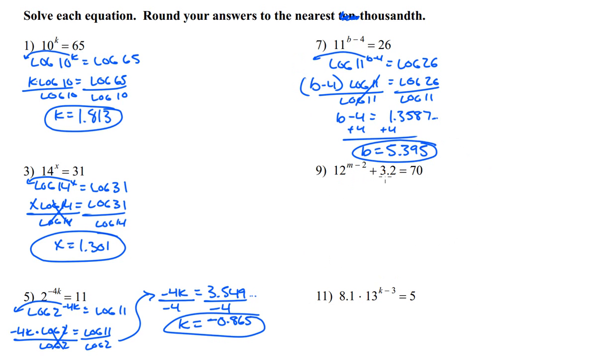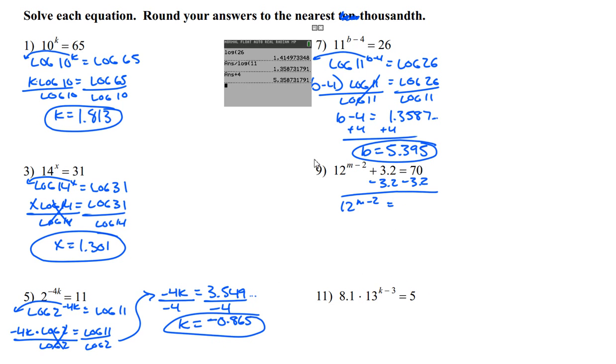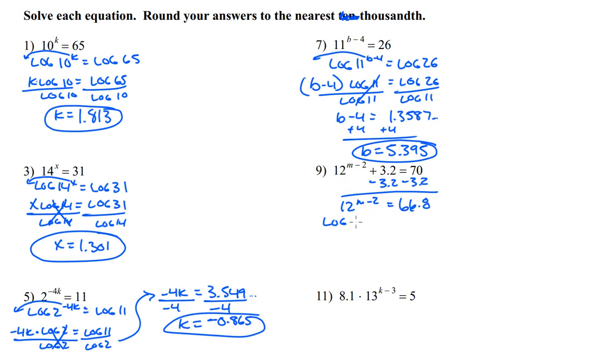Okay. Number 8, 12 to the m minus 2 plus 3.2 equals 70. The first thing we want to get rid of is this plus 3.2. The opposite of positive 3.2 is negative 3.2. So we get 12 to the m minus 2 equals 70 minus 3.2. It doesn't hurt to put it in your calculator because you're going to use this number over and over again anyway. So 66.8. And now we can take the log of both sides.